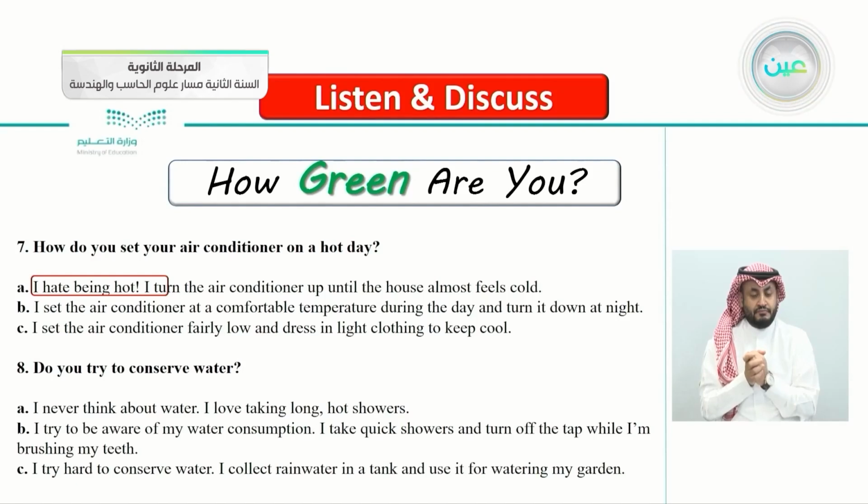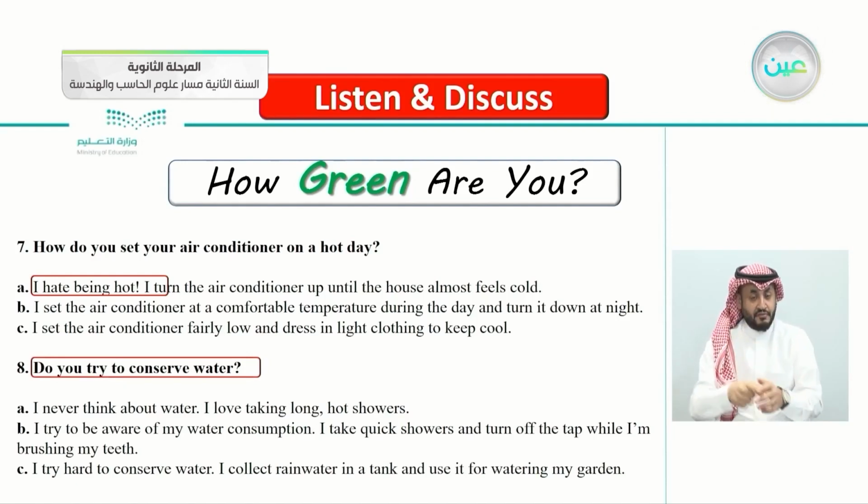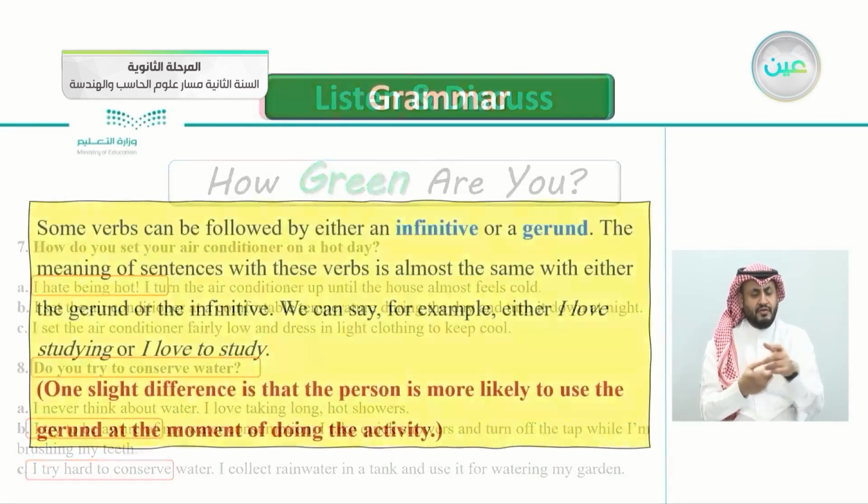Is there another gerund or another infinitive here? You can say, do you try to conserve water? So the verb here is try to conserve, which is also an infinitive. Also, I try to be aware. It's the same verb, try and try, but a different kind of infinitive here, to conserve or to be aware. Also, I try hard to conserve water. So all of these are infinitives.